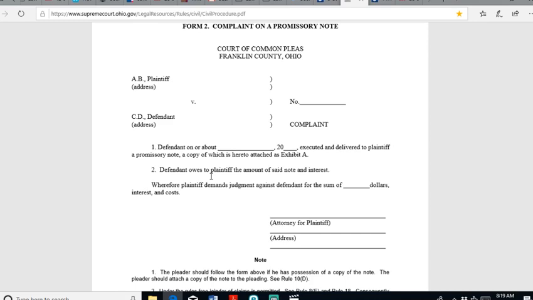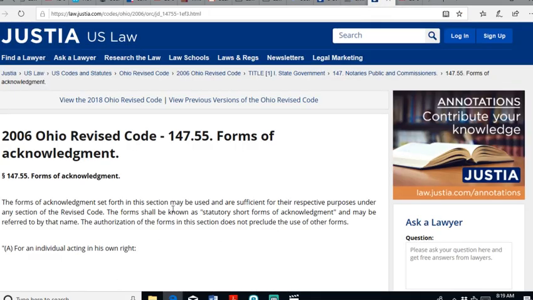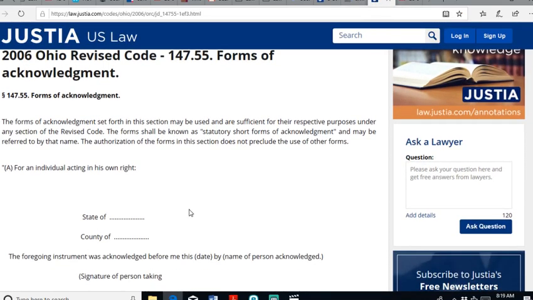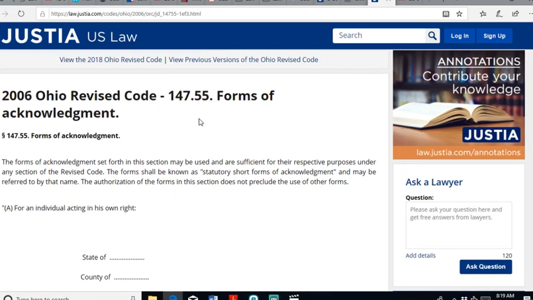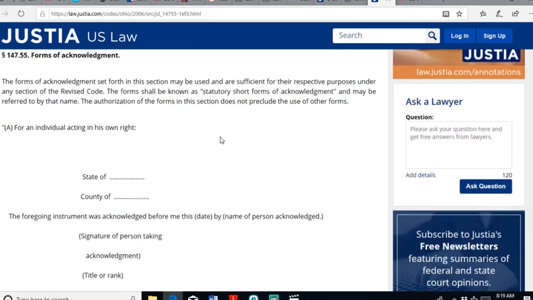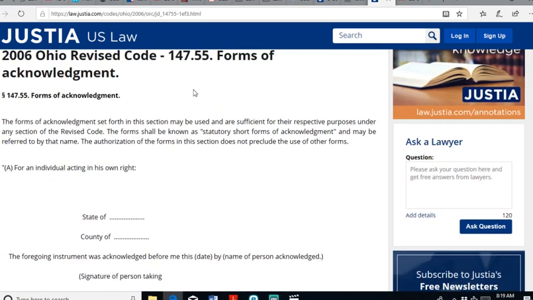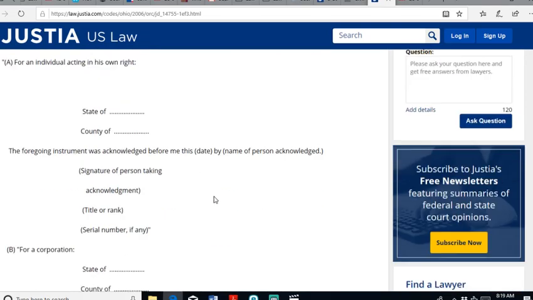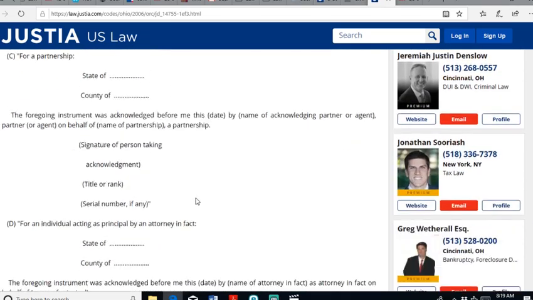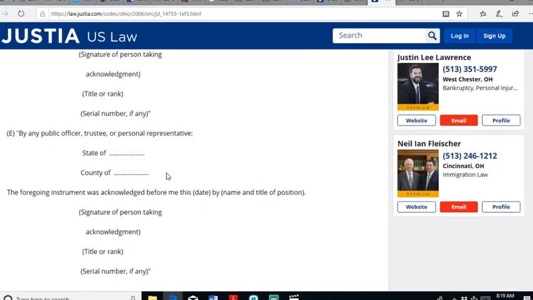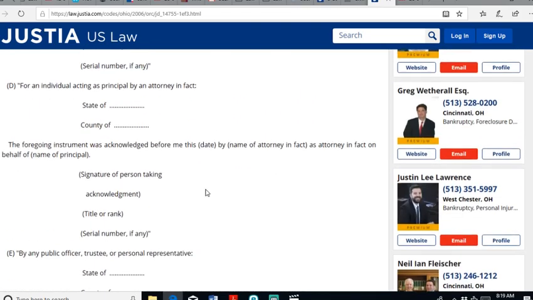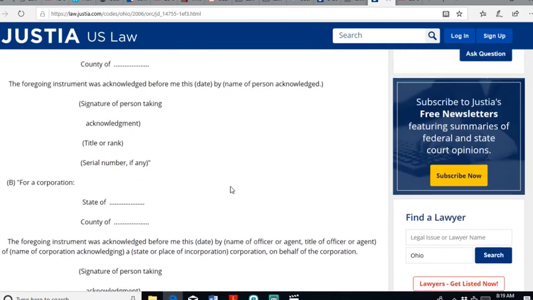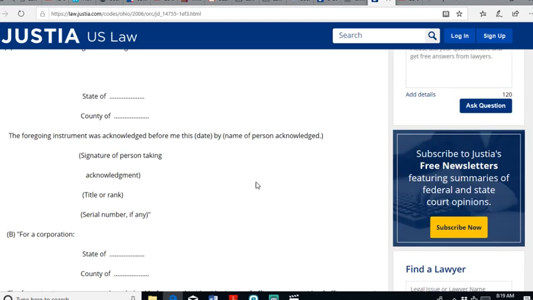Now, once you do your complaint, the second thing you're going to do is get your complaint acknowledged by a public notary. Now, here's on the forms. This is under forms of acknowledgement within your state. You get it acknowledged, right? Just going through this, boom, boom, boom.